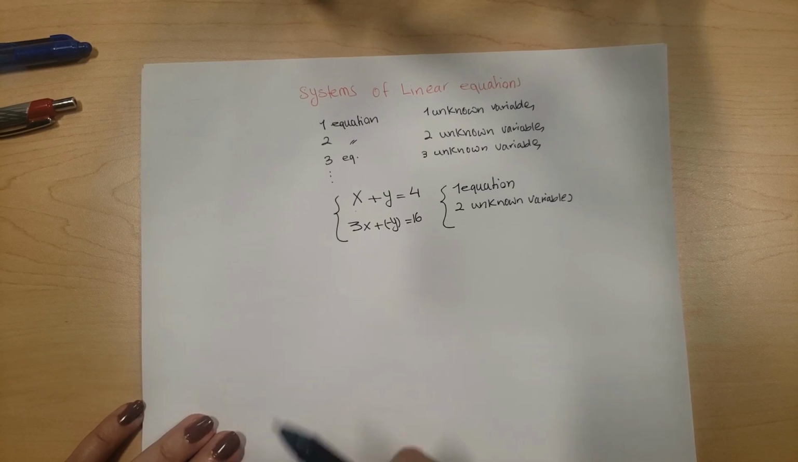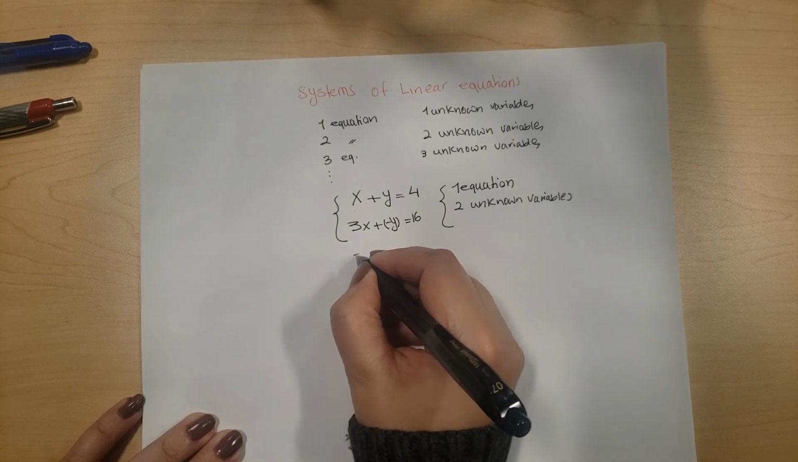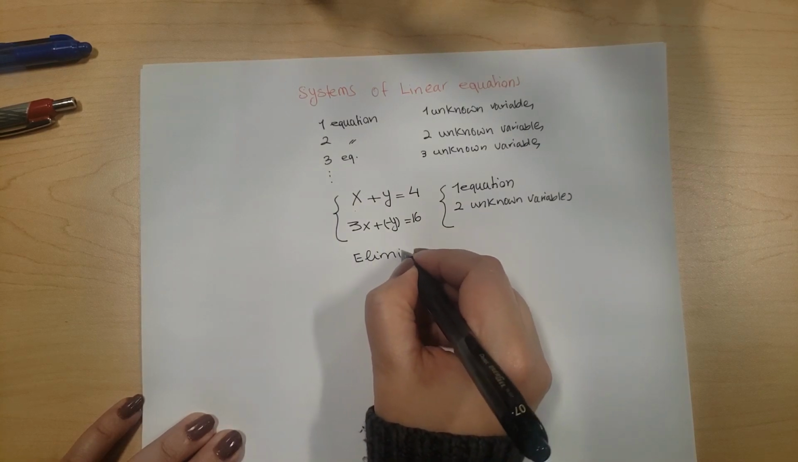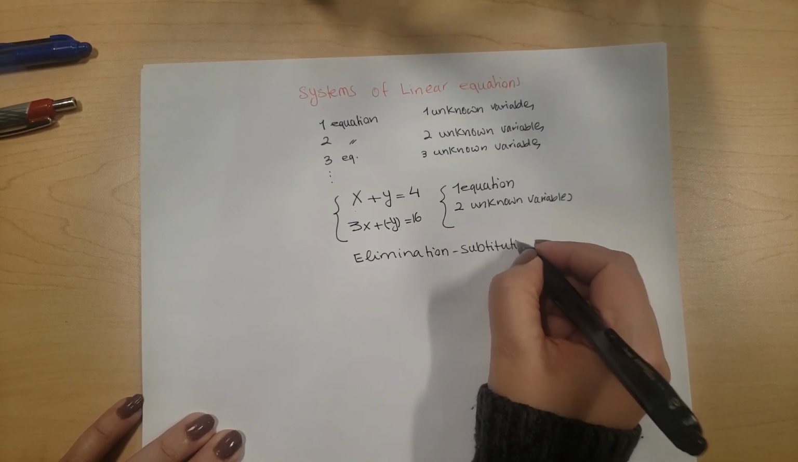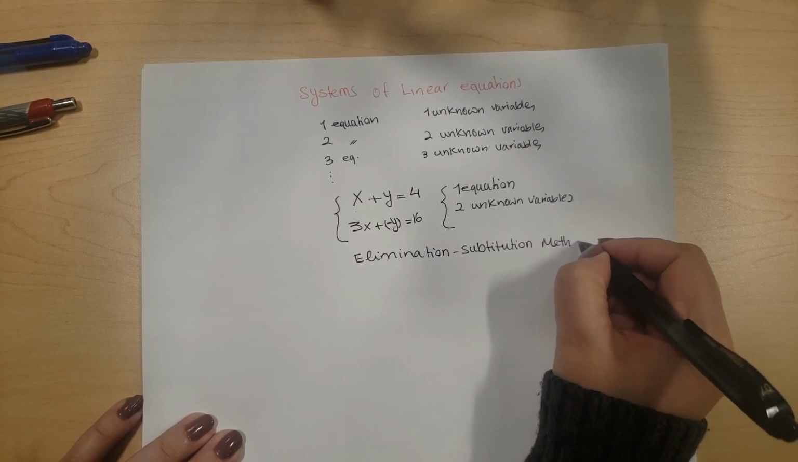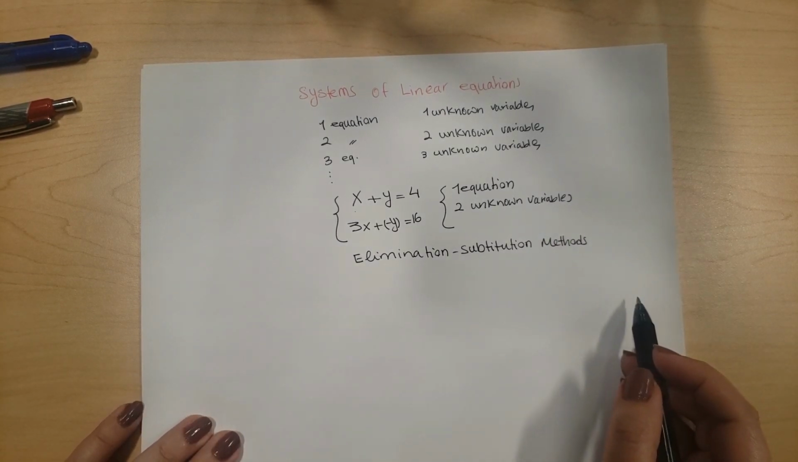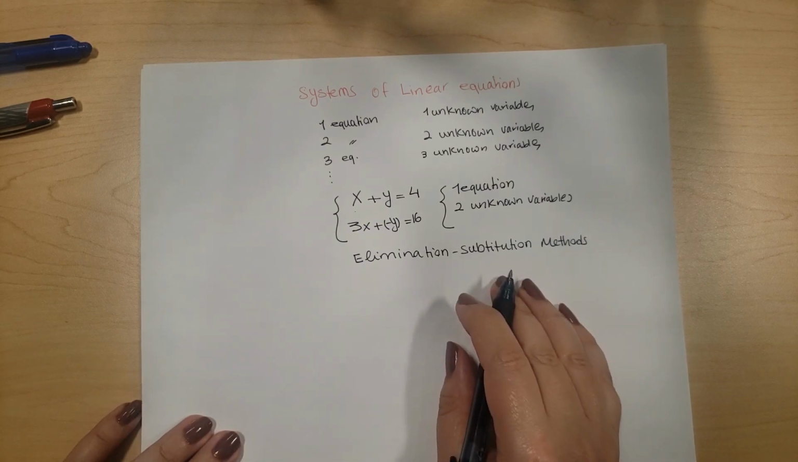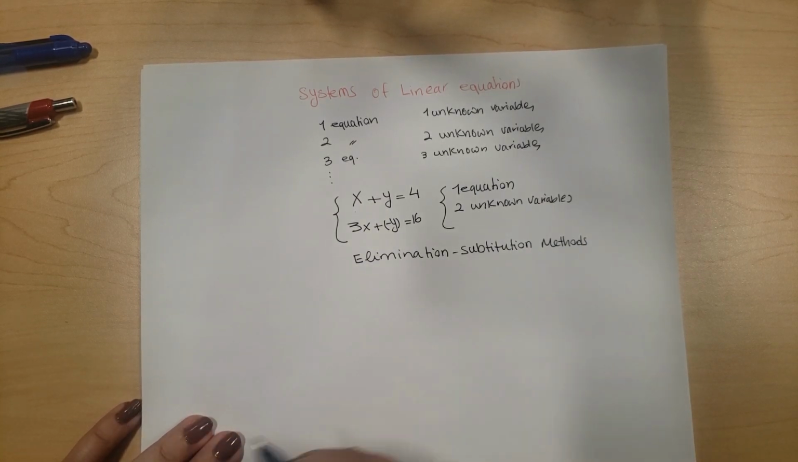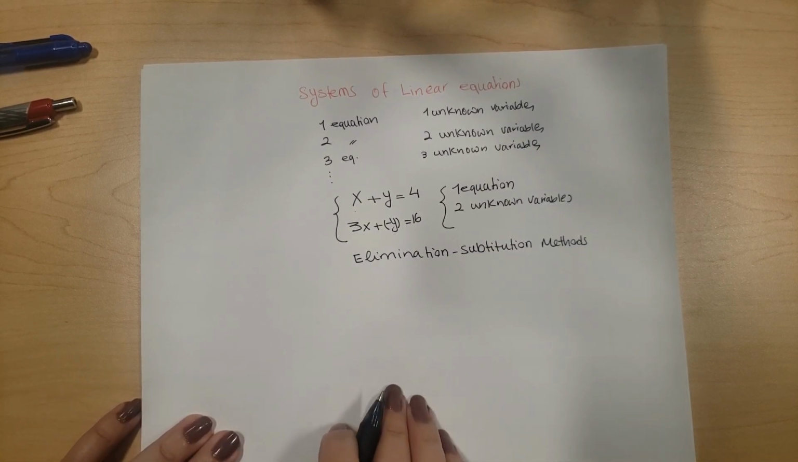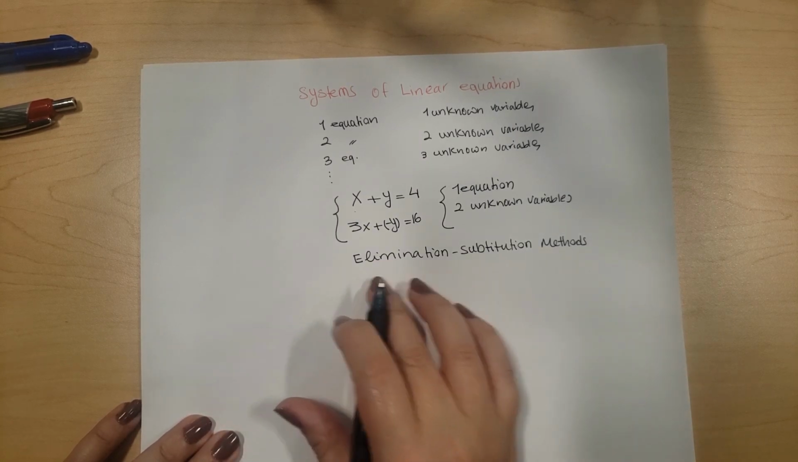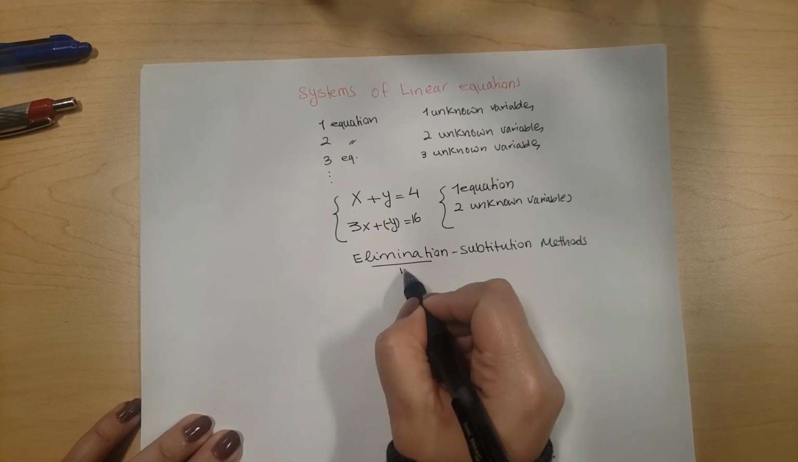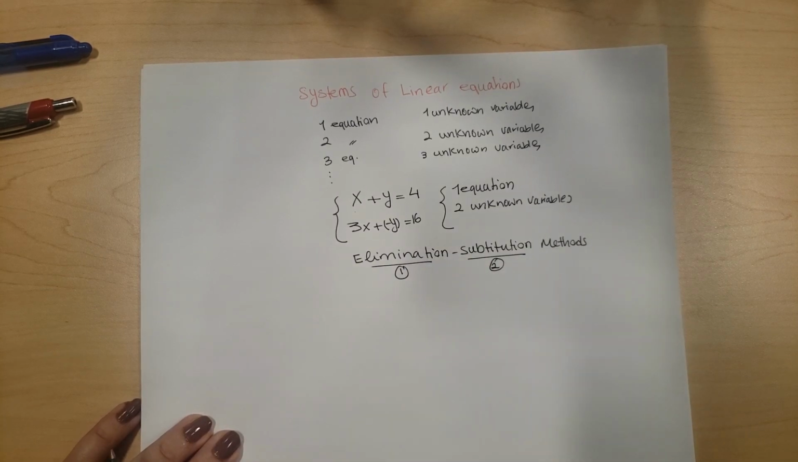There are many ways to find x and y. For today's video, I will talk about the elimination and substitution method. Once more, there are many methods: elimination, substitution, and another one is Cramer's. For this specific video, I will talk about elimination and substitution. As you can see, this method has two parts: first part, second part.